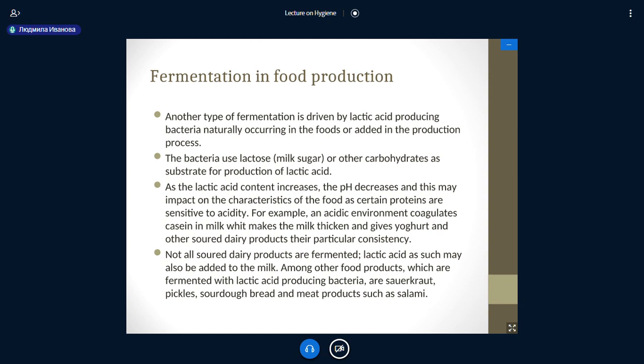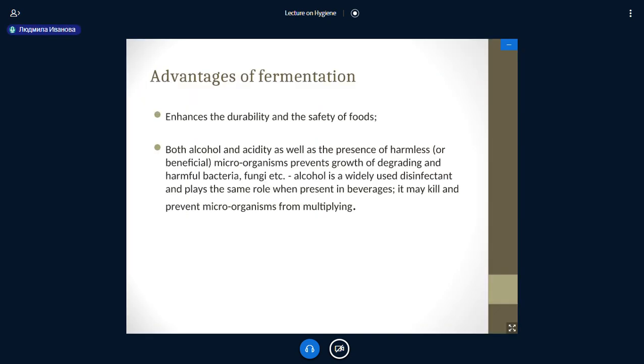Another type of fermentation is driven by lactic acid production, by bacteria naturally occurring in the food or added in the production process. The bacteria use lactose, milk sugar, or other carbohydrates as substrates for production of lactic acid. As the lactic acid content increases, the pH decreases, and this may impact the characteristics of the food, as certain proteins are sensitive to acidity. For example, an acidic environment coagulates casein in milk, which makes the milk thicken and gives yogurt and other sour dairy products their particular consistency.